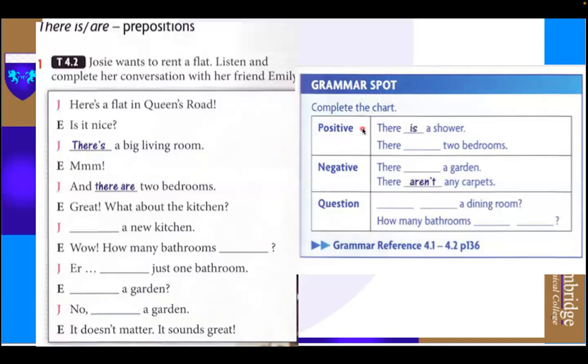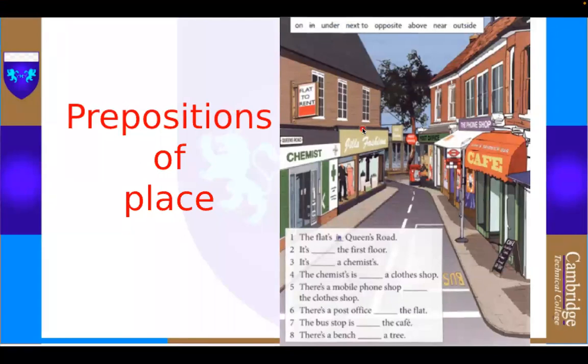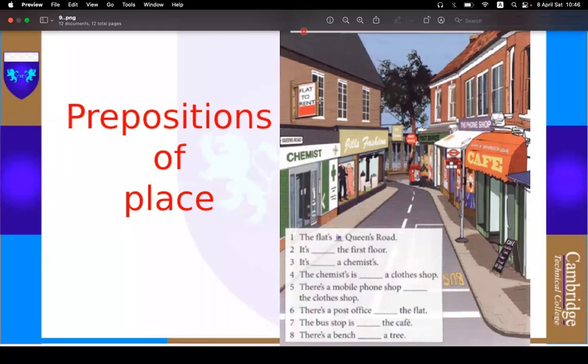No questions? Okay, let's move on to this one. Prepositions of place. Remember this? We already did that, but let's do it again. Prepositions of place. It's very simple.